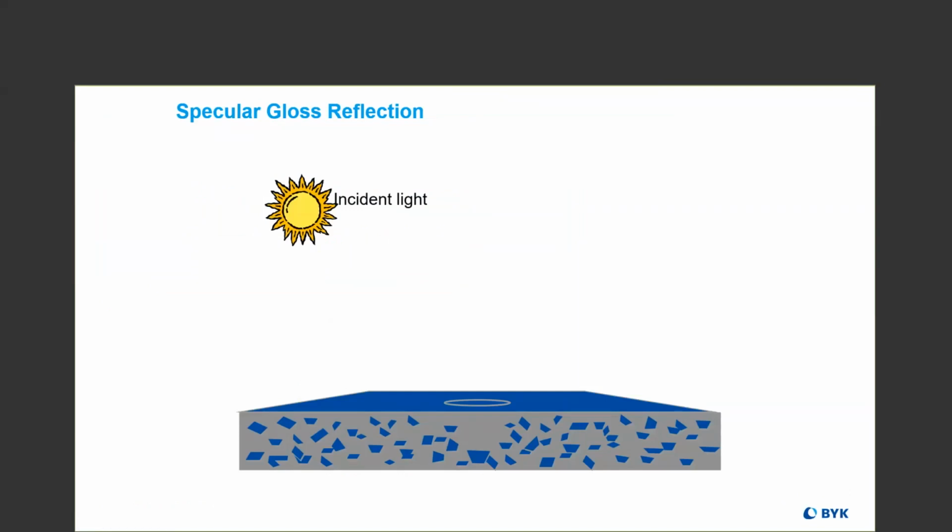Okay, so here we have a surface and a light source. When light hits that surface, a few things are going to happen. One is that you're going to get a specular reflection, a reflection at the opposite angle to the light source, and that's what we refer to as the specular reflection or the gloss reflection.